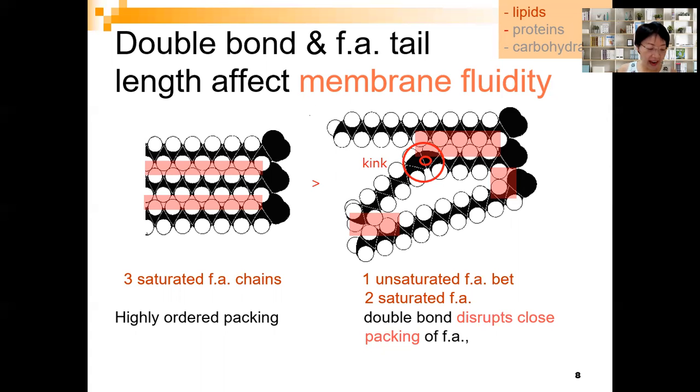So which cell containing this type of membrane will easily break in freezing? Will easily break and die? Samir. I don't really understand the question. Can you repeat that again? Okay, so as the temperature drops, which cell will die first? Okay, which membrane will freeze first? As the temperature drops, which membrane will freeze first? Left or right? Left. Left, correct.